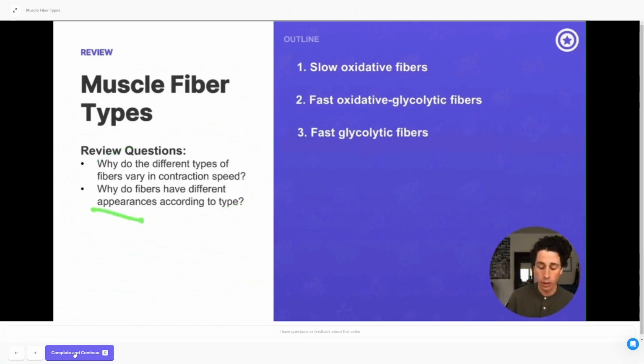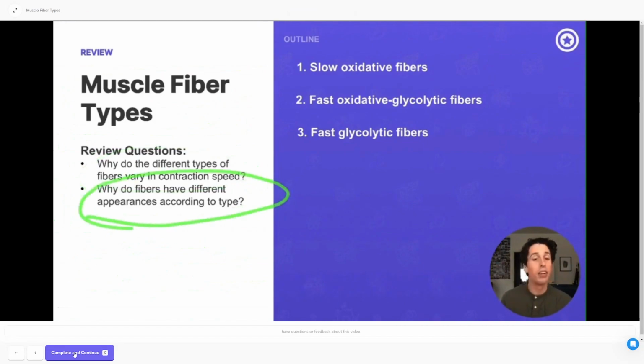Now for the review questions. Why do the different types of fibers vary in contraction speed? We talked about this at the beginning of the video, so go ahead and think about that. If you need to go back to the beginning of the video to understand that again, go ahead and do that. But hopefully you can remember that answer. Another review question is, why do fibers have different appearances according to type? Why do some of them appear red and why do some of them appear white? Think about the reasons behind the different appearances.